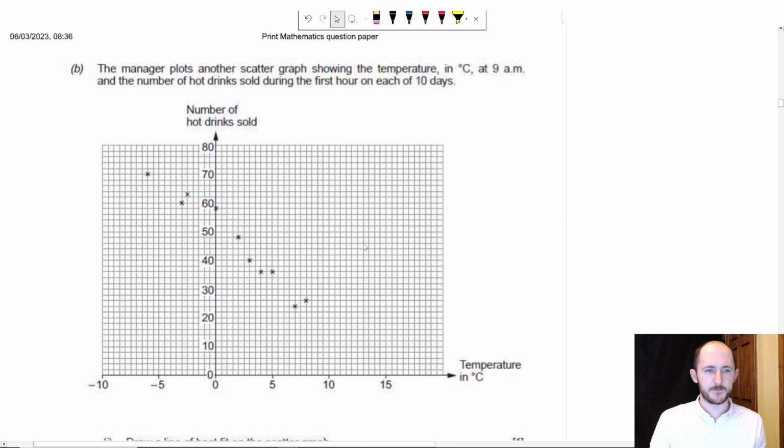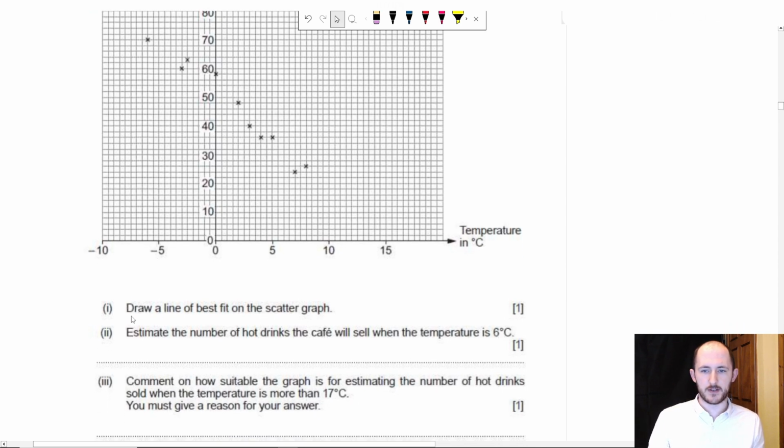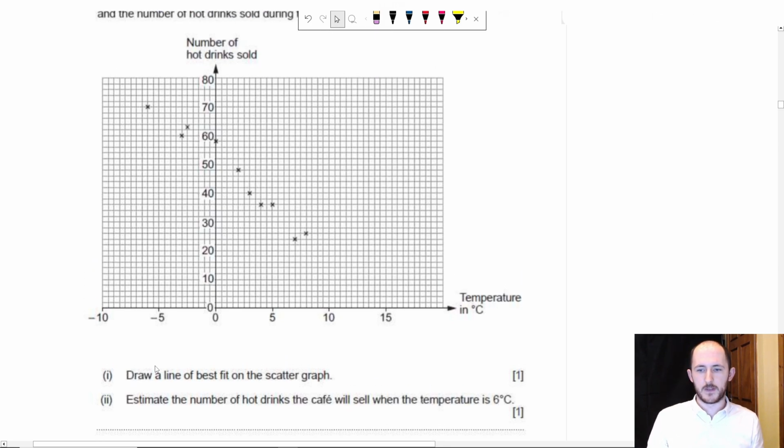Then part B, the manager plots another scatter graph showing the temperature and the number of hot drinks. Now this makes a lot more sense, doesn't it? Right? So the number of hot drinks, as you can see, it's decreasing as the temperature increases. Again, that's fairly self-explanatory. And look, it's the same two questions I said would come up every time. Draw a line of best fit and then work out the number of hot drinks sold when the temperature is 6 degrees. Cool. So draw a line of best fit.